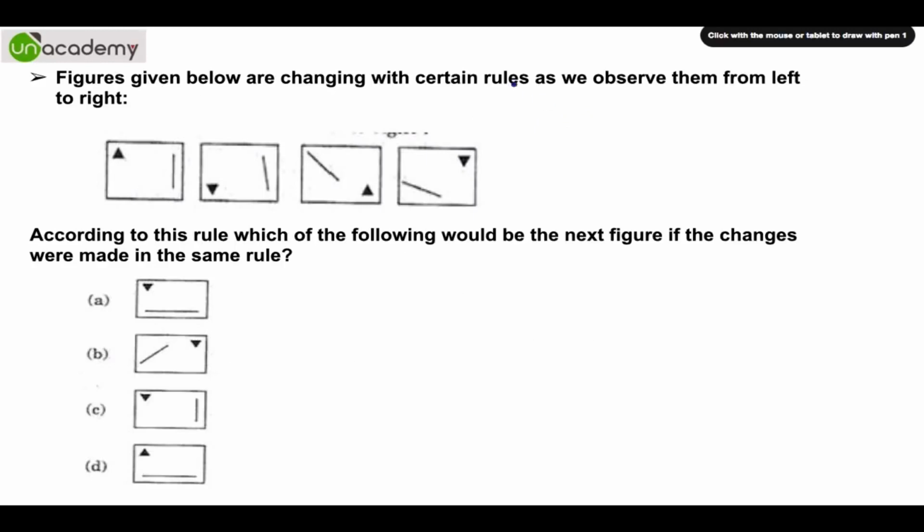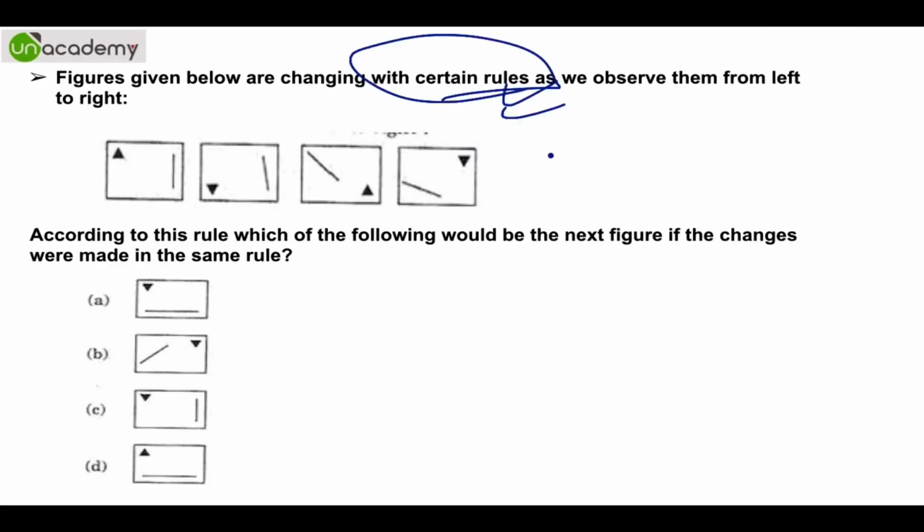Figures given below are changing with certain rules. So obviously there are rules. Which figure comes? So this goes up, down, up, down. So it will be obviously up here. And this is falling. So it will be completely like this. So answer is D. It's very simple.